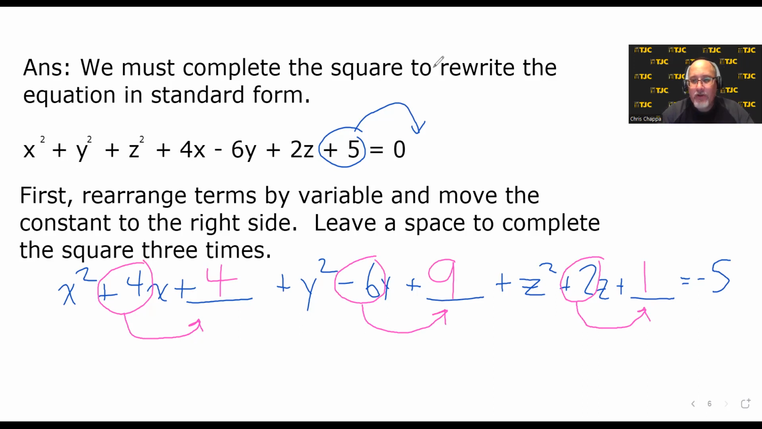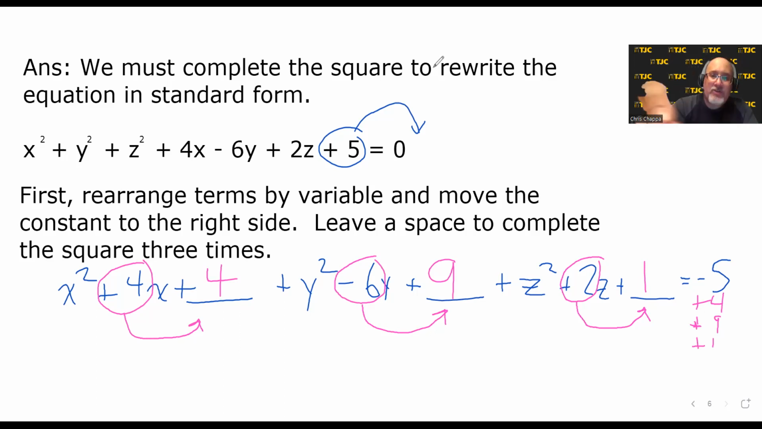So I need a 4, 9, and a 1 in order to factor these into perfect square trinomials. However, I can't just drop a 4, 9, and 1, expect everything to be okay, because this is an equation that's balanced, and whatever I add to one side, I have to add to the other. If I'm going to add 4, 9, and 1 to the left, then I have to add 4, 9, and 1 to the right, and I'm going to write them all on top of each other. +4, +9, +1. Normally, I would write them to the right, but I don't have room over there.